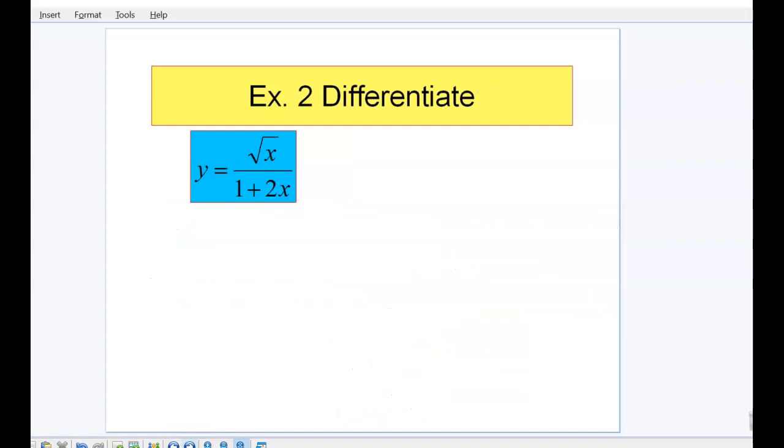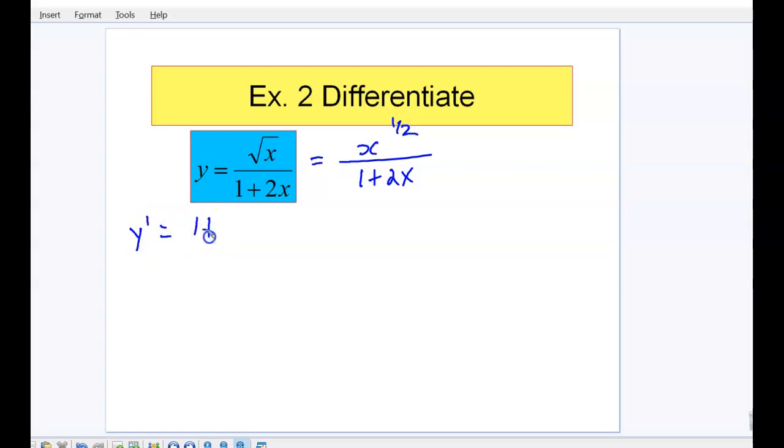This next example is probably one of the most challenging ones you'll see right now. And just like when we did product, you want to get rid of any radicals. And now I'm going to take the derivative. Now, it's not the derivative that makes it challenging, it's the simplifying.